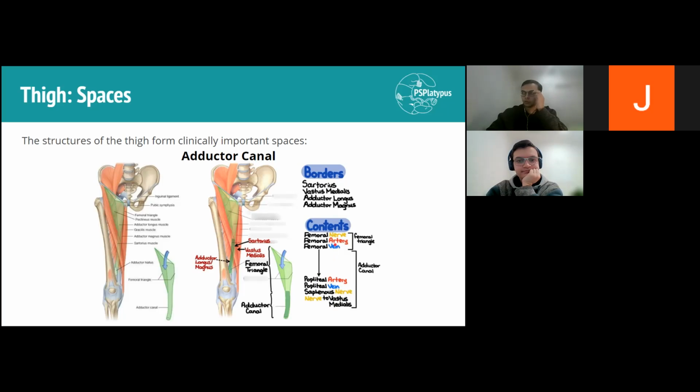The borders are here as well, but I'm not going to spend too long on them. You can have a look at them and confirm that they do match up with what's shown on the diagram. But just keep in mind that the femoral triangle and the adductor canal are actually continuous structures, and they communicate the exact same things, but their names are just changing from femoral artery and vein to popliteal artery and vein.